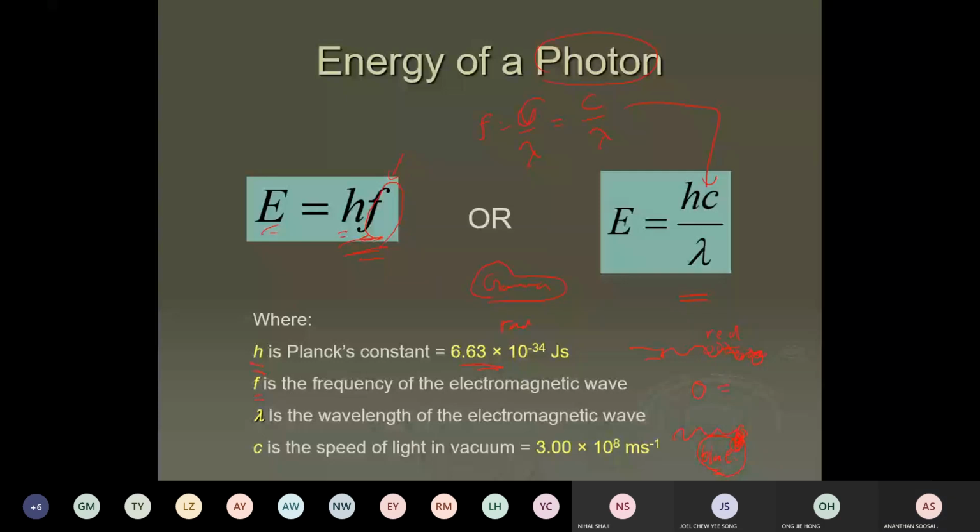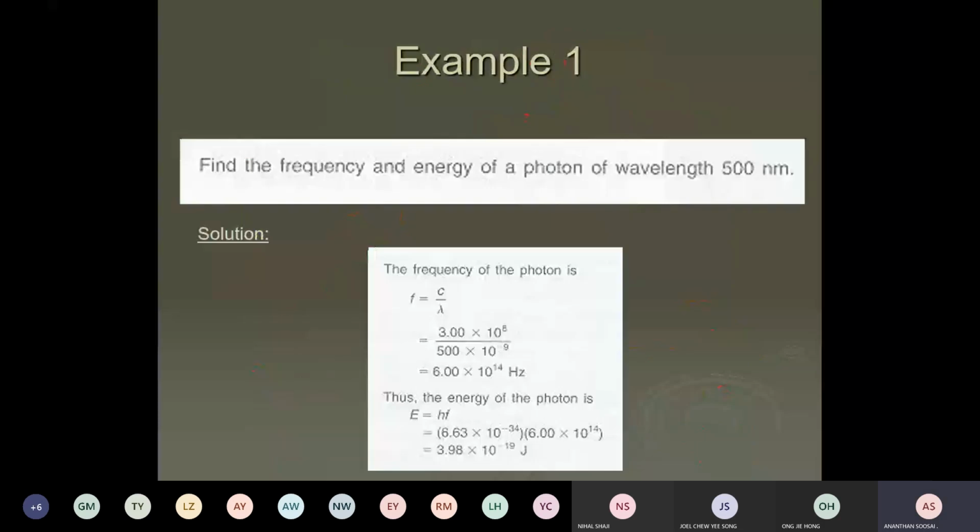Any questions so far? Okay, new idea. For one example, see the question: find the frequency and energy of a photon of wavelength 500 nanometers. You have EM radiation of 500 nanometers. How much is the frequency and the energy of one photon? Frequency is c over lambda, the speed of light over the wavelength, 3 times 10 to the power of 8 over 500 nanometers changed to meters, and you get the frequency, 6 times 10 to the power of 14. The energy of one photon is hf, h times the frequency. It's the energy of one packet of that 500 nanometer radiation.